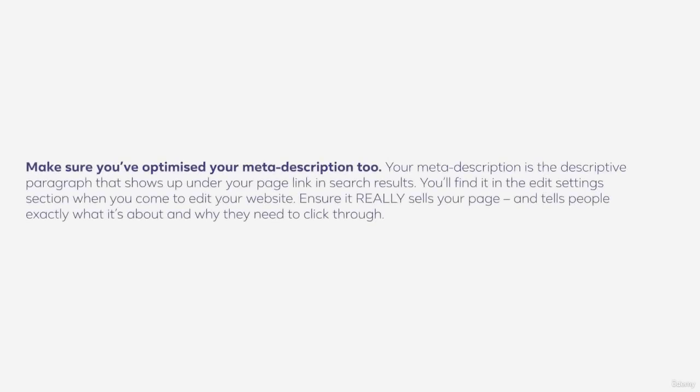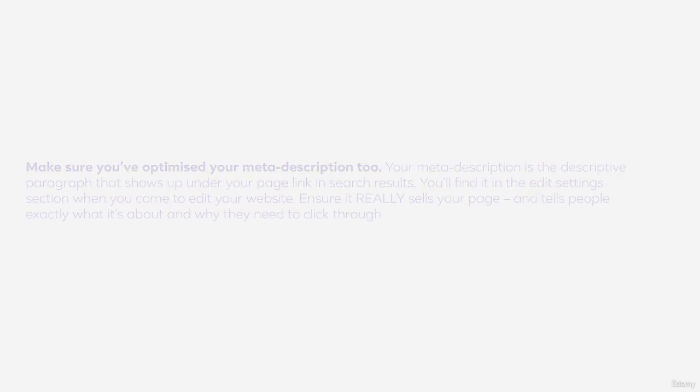Make sure you've optimized your meta description too. Your meta description is the descriptive paragraph that shows up under your page link in search results. You'll find it in the Edit Settings section when you come to edit your website. Ensure it really sells your page and tells people exactly what it's about and why they need to click through.